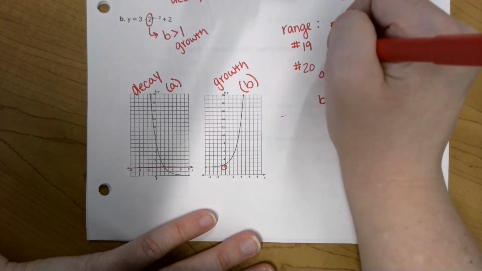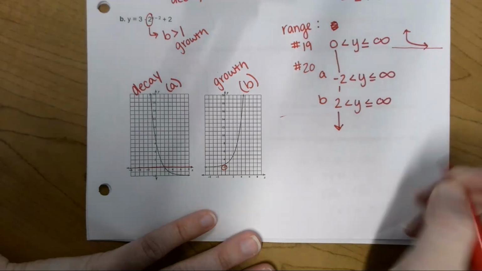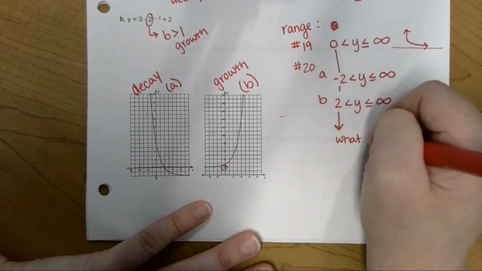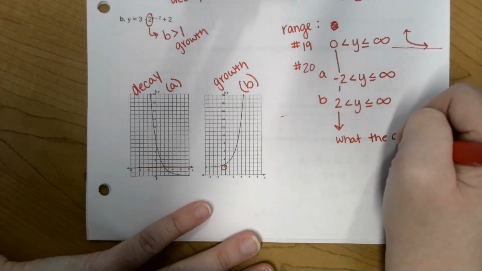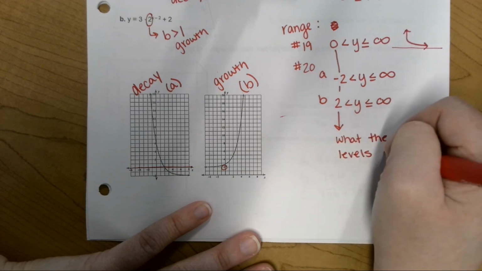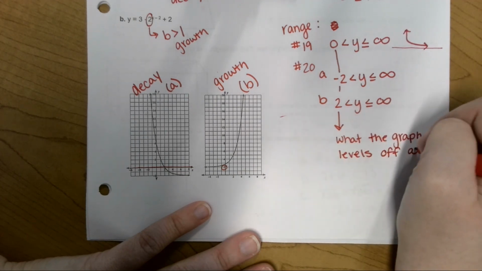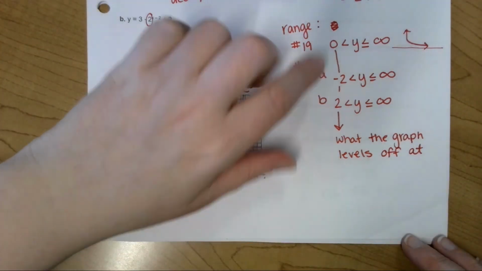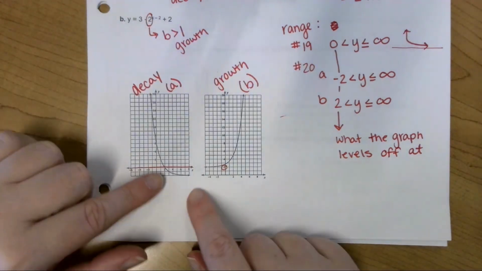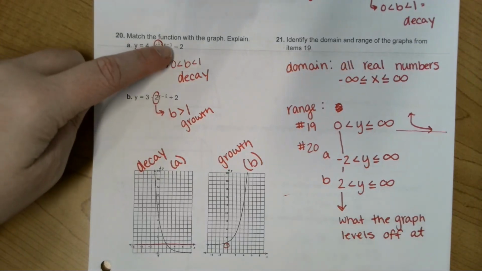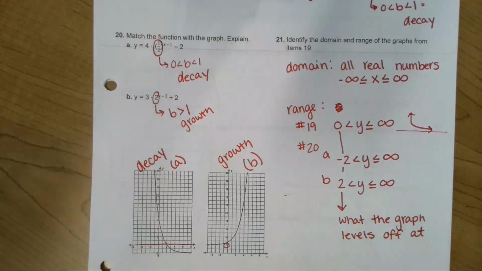So these numbers right here are what the graph approaches, or what the graph levels off at. Okay. All right. So these two are a little tricky. This one we're used to. These two are a little tricky, but if you look at the functions, we added 2 and subtracted 2. So that's why it's going closer to 2 instead of 0.